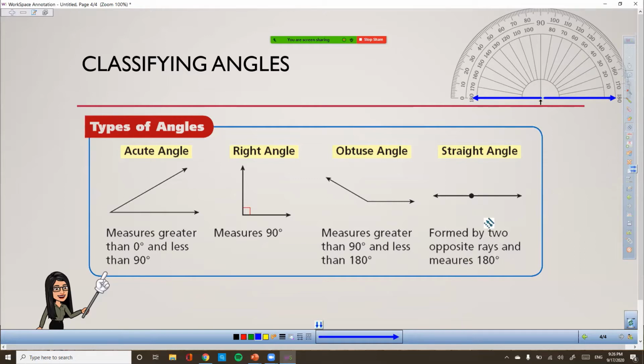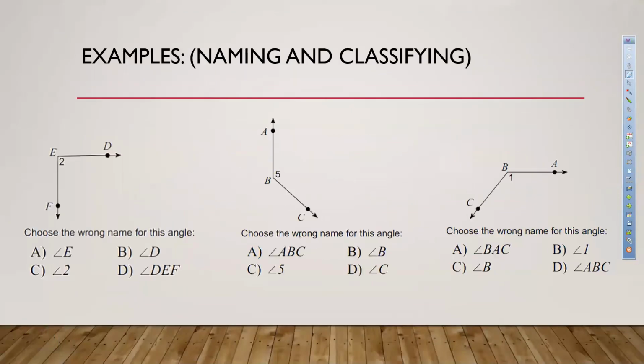So these are 4 different ways we can classify our angles. An acute angle is more than 0 but less than 90 degrees. A right angle is exactly 90 degrees. An obtuse angle is more than 90 degrees but less than 180. And a straight angle is exactly 180 degrees. So let's go ahead and do some examples.